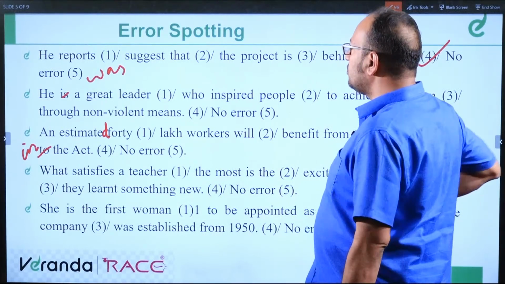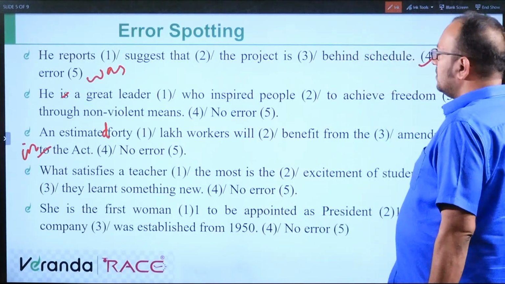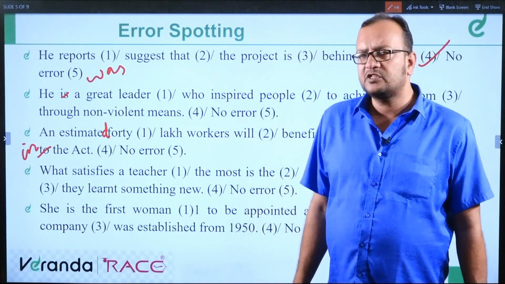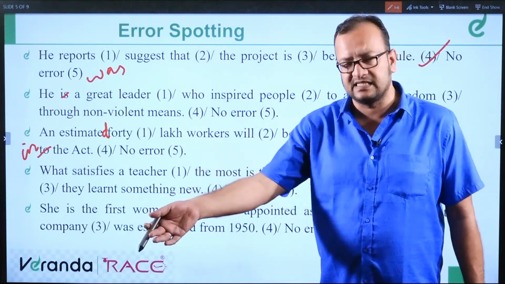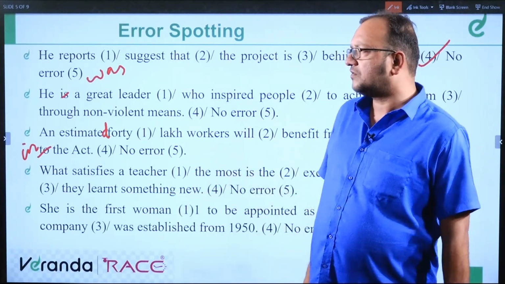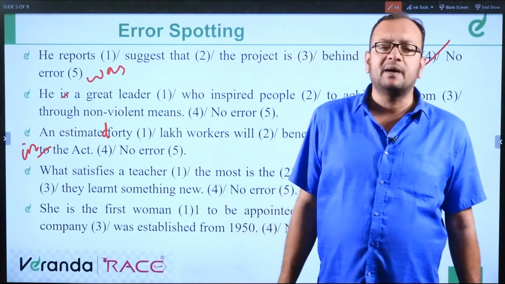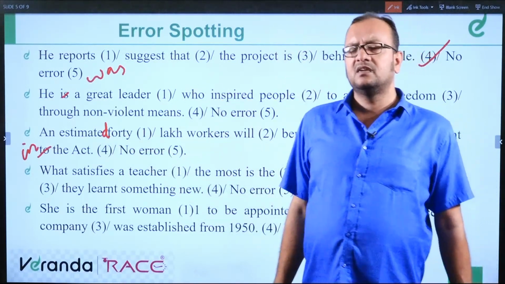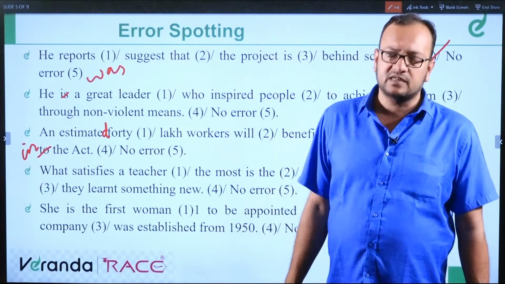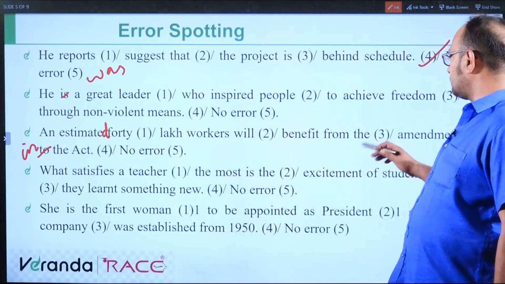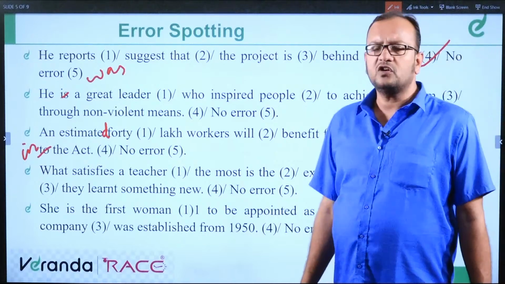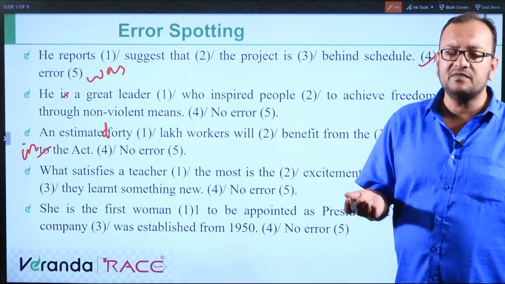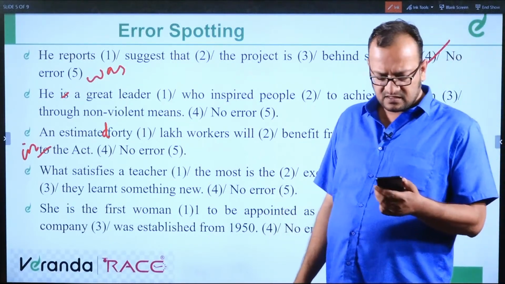An estimation of 40 lakh workers will benefit from. An estimation of 40 lakh workers was made by the company. That would have been correct, but an estimated 40 lakh workers is the better answer, I think. An estimated 40 lakh workers will benefit from the amendments in the Act. You cannot say an estimation of. An estimation of 40 lakh workers was done. So estimation is an action which has been done by the company. You understand that, right?